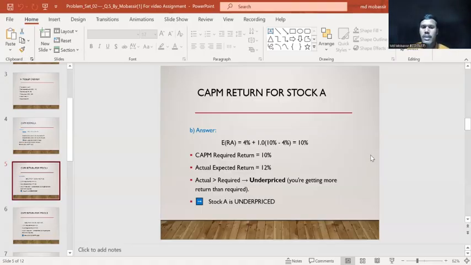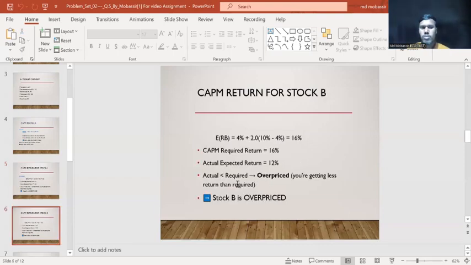That means you are getting more return than required. And we can conclude that stock A is underpriced based on the CAPM required return rate. And for stock B, we again used the values given in the question in the CAPM formula.